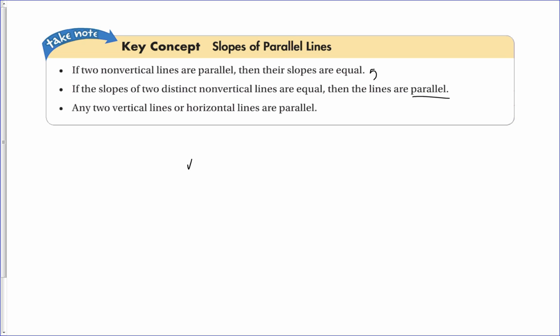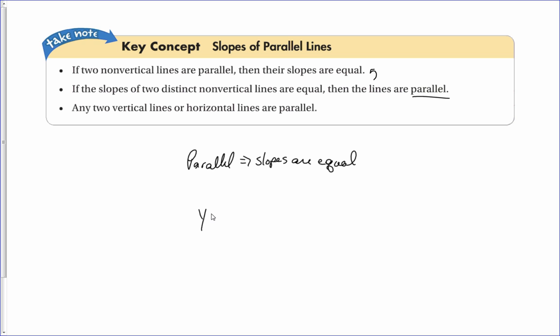So if your lines are parallel in any way, that means that the slopes are equal. They will always be equal. Parallel lines will always have the same slope.